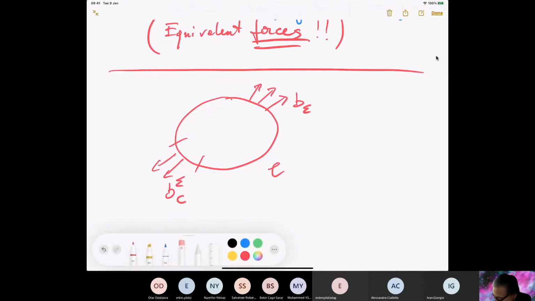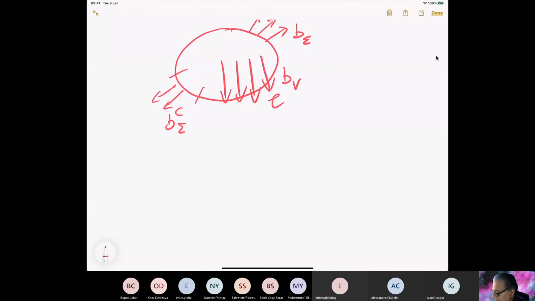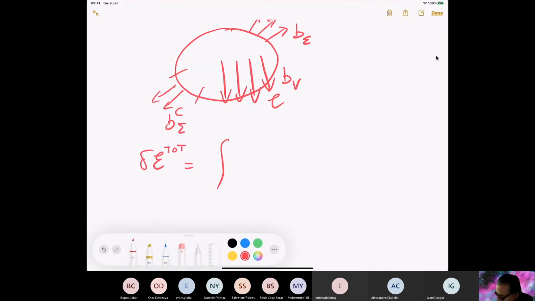Sorry, we wrote it the other way, so let's write them in this way. And then you have dB volume. And we have our equilibrium condition, dE dot equal integral over, with a change of variable, you can write this either in the reference or in the actual configuration.